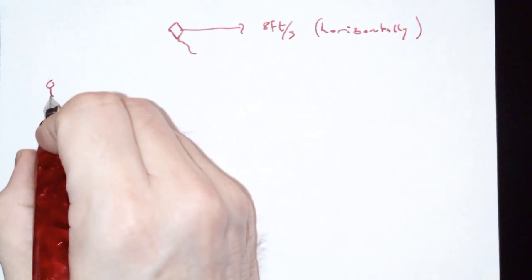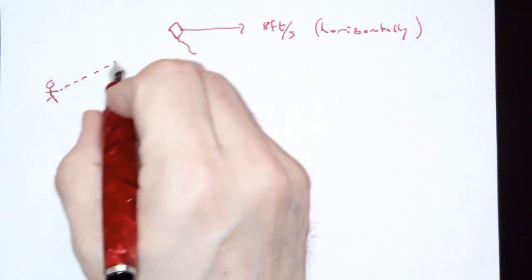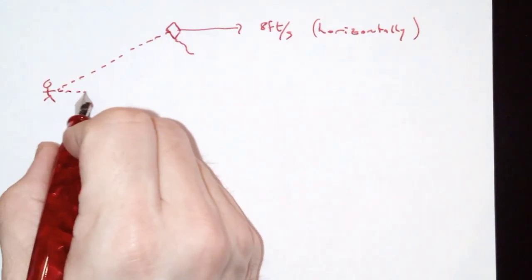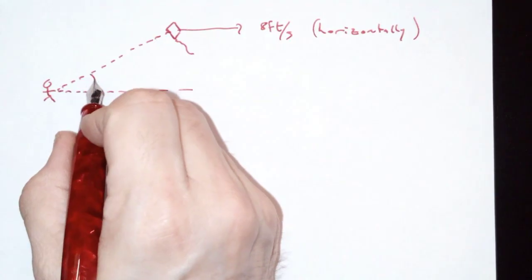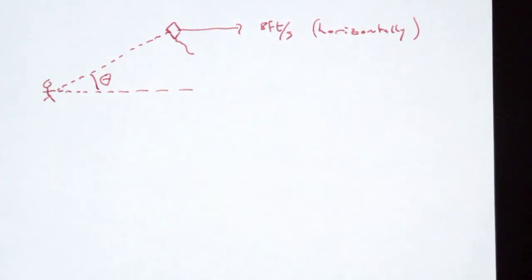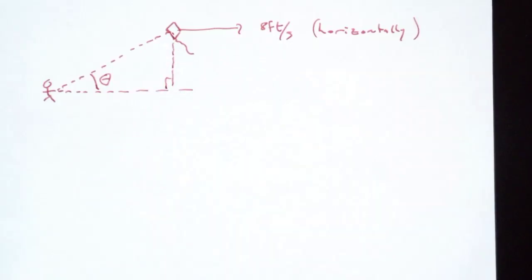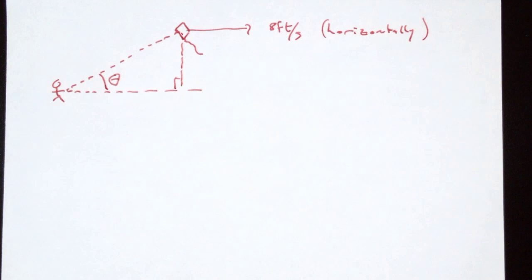Human being holding string. The angle between the string and the horizontal. Okay. That's a crappy drawing. I'm good with that.